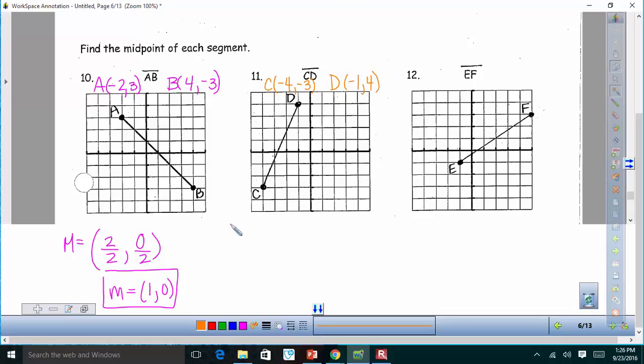Now if I plugged in to find my midpoint, that would be negative 4 plus a negative 1. What is that going to give me? Negative 5 over 2, comma. Then we do negative 3 plus 4. 1 over 2. Do we need to change that? Nope, that would be our answer right there. Okay. Any questions from the graph ones?